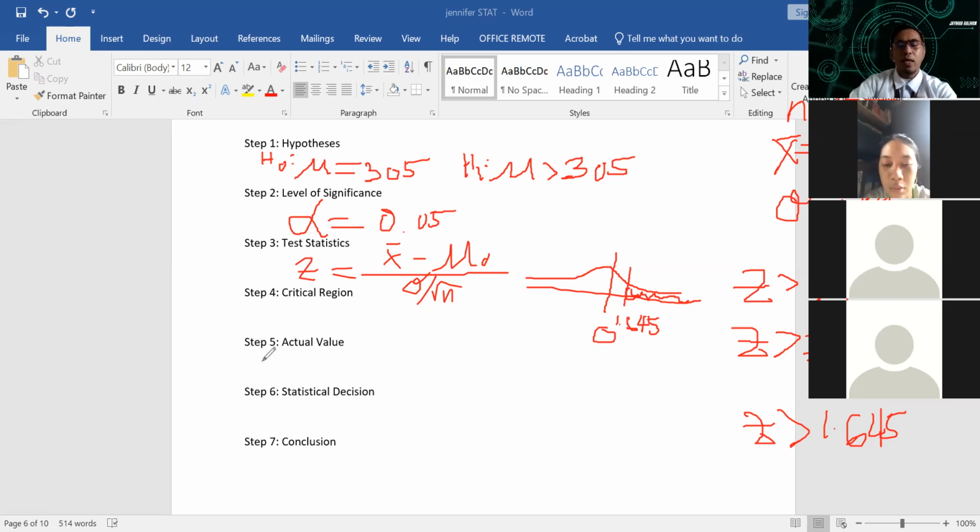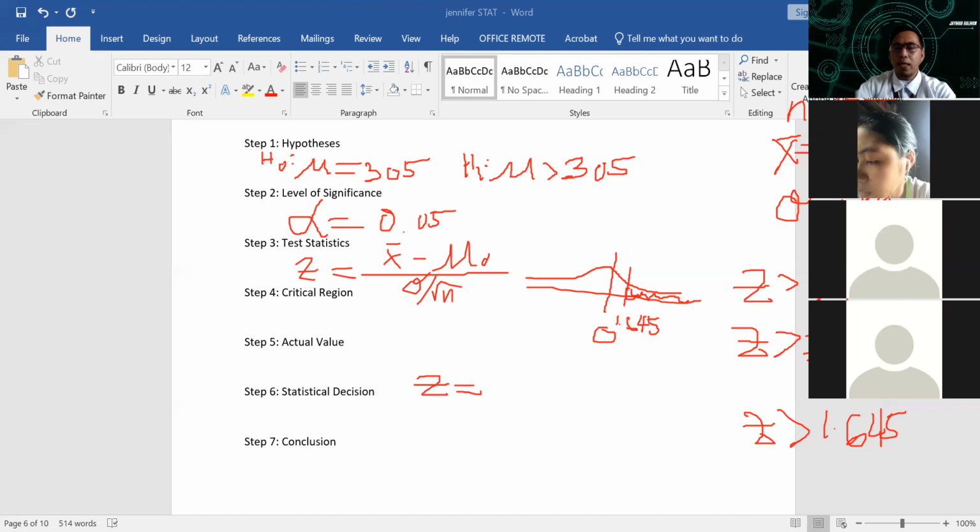The next one is step number 5, the actual value. How to determine the actual value? In determining the actual value, you just have to use this formula in step 3. Okay? In step 3, the formula is this. So your Z, we will now compute it.